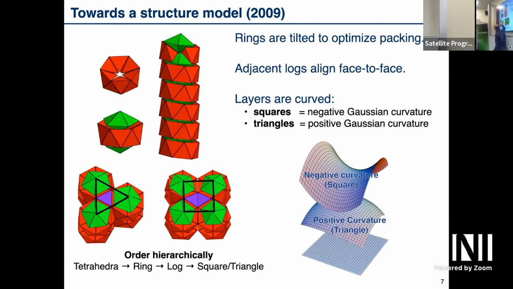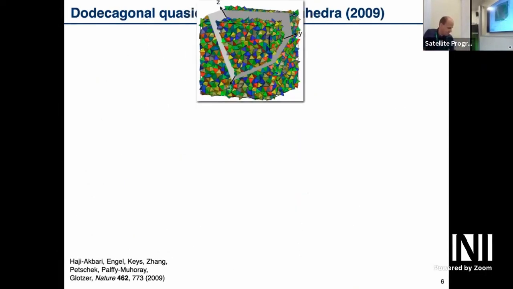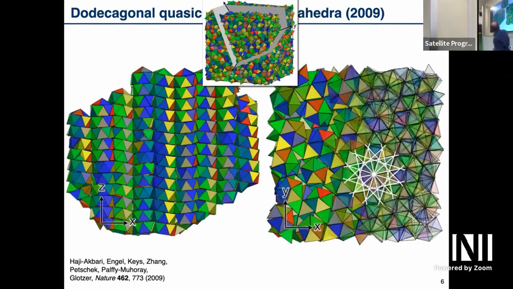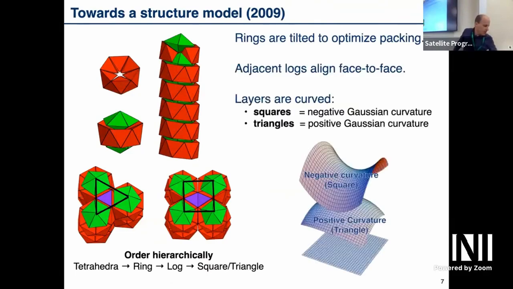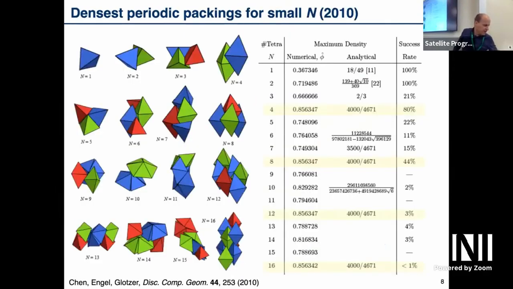The triangle has positive Gaussian curvature. It can be either convex or concave, so both directions. And the square is like a saddle, so it has negative curvature. When I go back, you can see a little bit that this is wavy. This is the curvature thing I mentioned, so we'll see that later in the experiment.